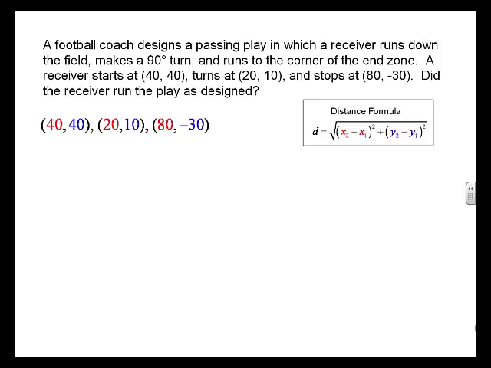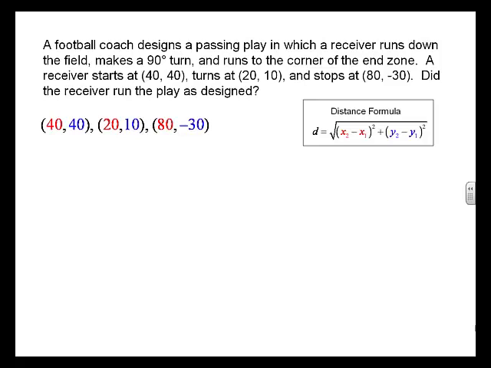The receiver runs the play as designed if the path he leaves makes a right triangle, or in other words, a 90-degree turn. So we can find the length of each side of the triangle and then use the converse of the Pythagorean theorem to test whether he made a 90-degree turn or not.